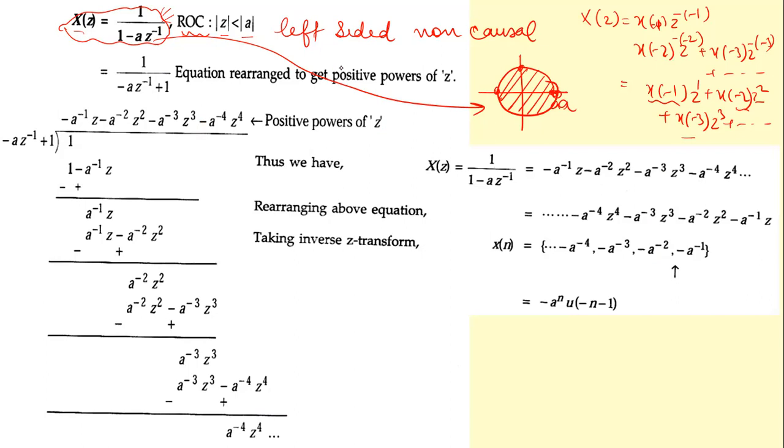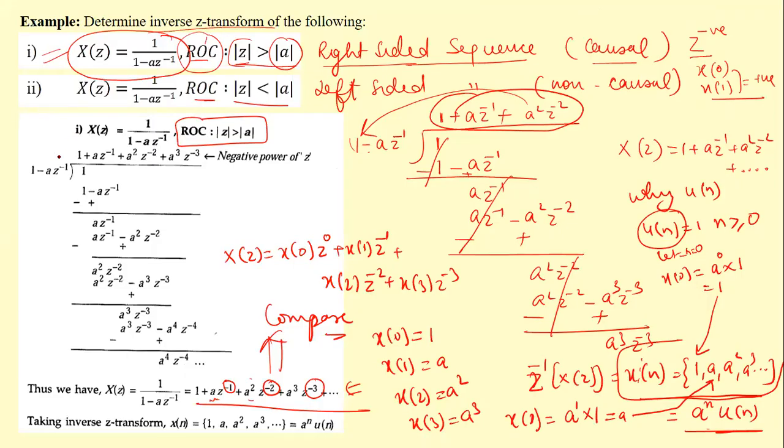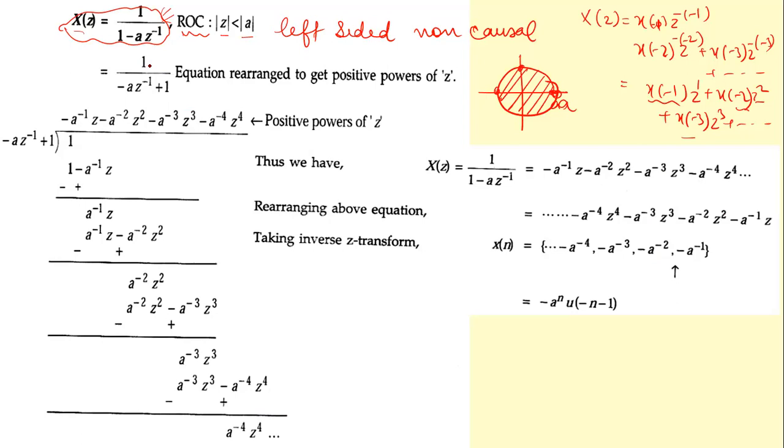Now, as we have seen, in the last question we divided 1 by 1 minus a z inverse. However, here we have divided 1 by minus a z inverse plus 1, right? Just to get the negative data points and positive powers of z. So on solving this one, you can see positive powers of z. So we have got this one, right?